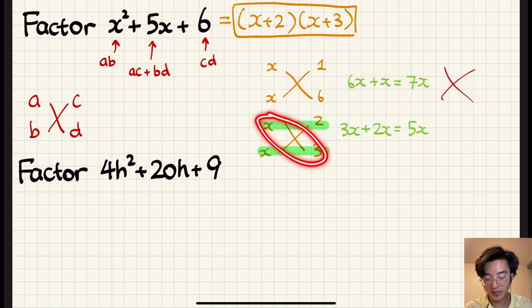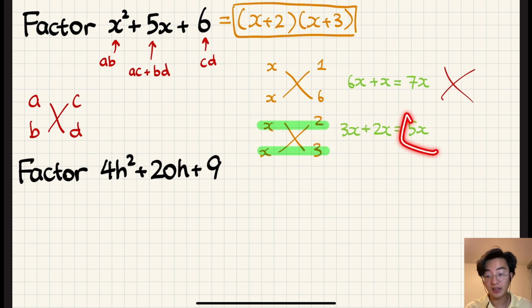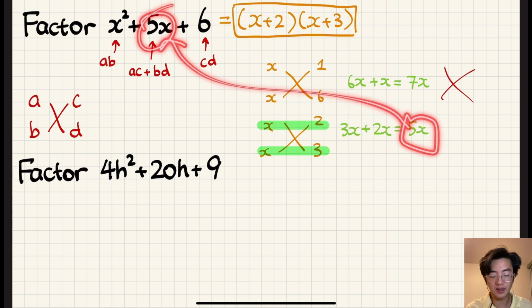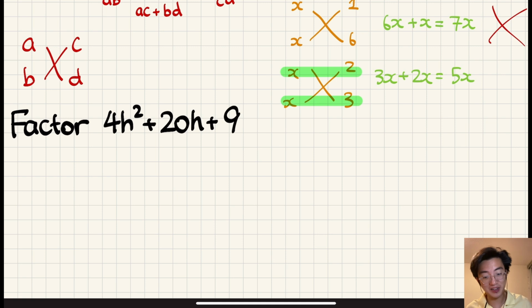In this case right here, we have 3x and then 2x, we get 5x right here, which is the same as the middle number, that is the correct answer. And when we get the correct answer, we write the answer horizontally, like this, to get x plus 2 and x plus 3. Okay, that was a lot. Okay, let's try something harder now.